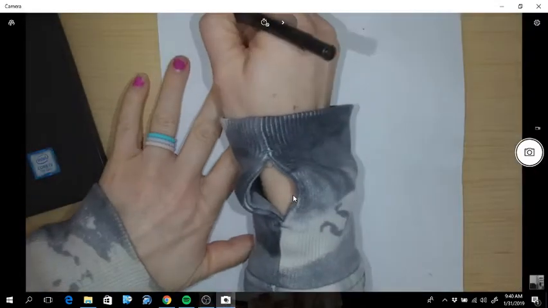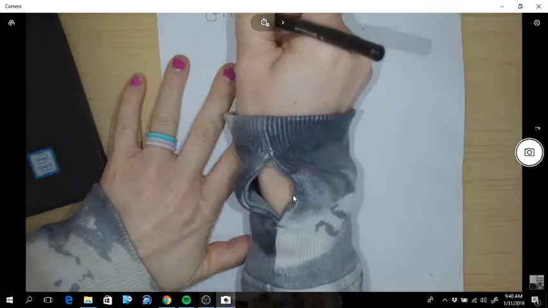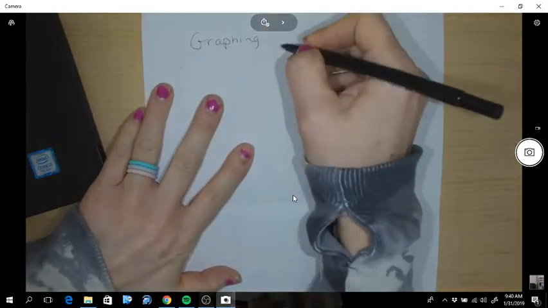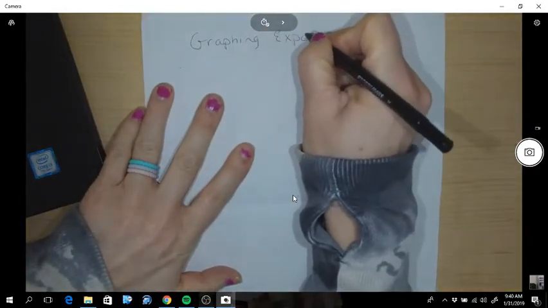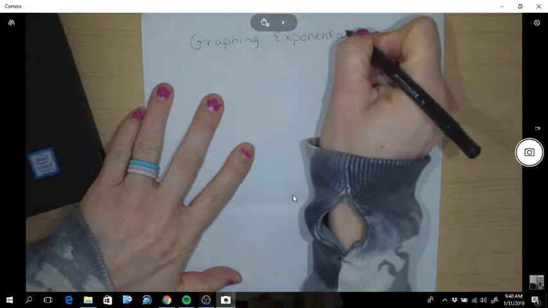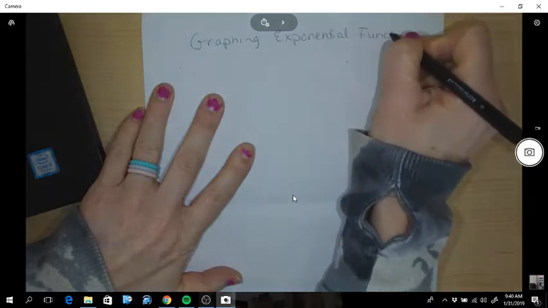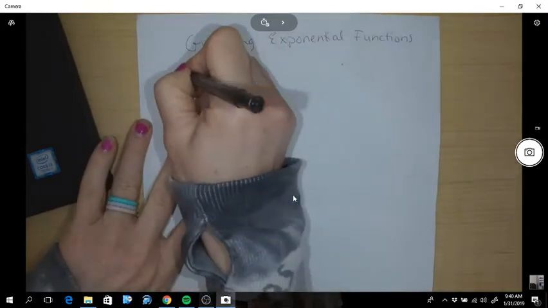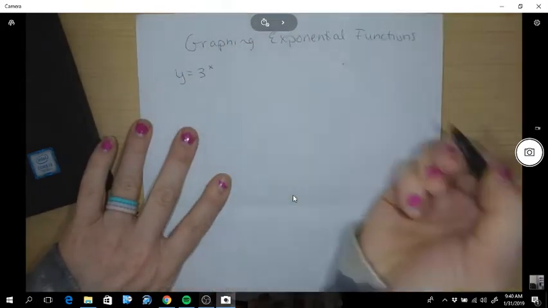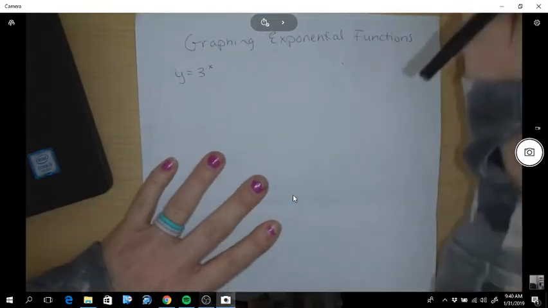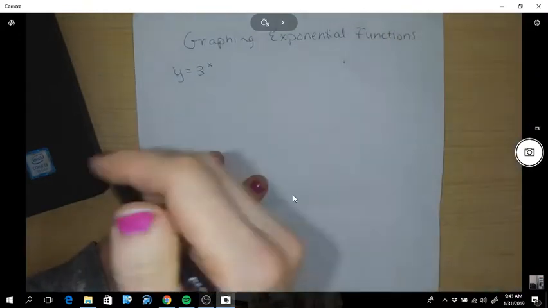Okay, graphing exponential functions. Okay, so let's start with y equals 3 to the x. So it's an exponential function. So let's make a t-chart here.